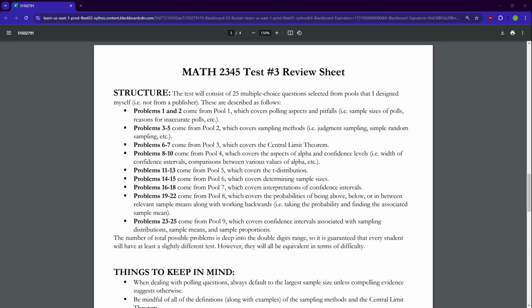For 19 onwards, partial credit will be enabled for all of them, in many cases at least half credit, many of them a bit more than half credit. 19 through 22, you'll need to get probabilities for being above, below, or in between some relevant sample means or proportions, and then of course working backwards. So what's the probability of our sample mean being at least $50, for example? For these, it's a matter of taking your sample, converting it with the central limit theorem, and then using your z-tables.